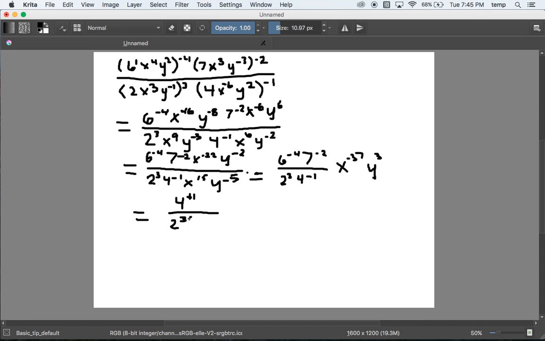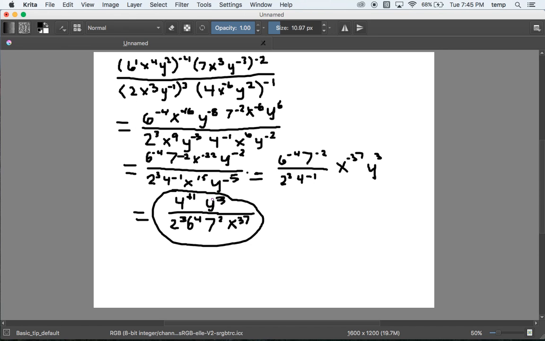And we'll take 6 to the 4th and 7 squared. So that's the number part. This x to the negative 37 means we can move that to the denominator and make it a positive exponent. So take x to the 37, and then y cubed is already positive, right? So we can leave that in the numerator. And boom shakalaka, there it is. Not so bad, right?